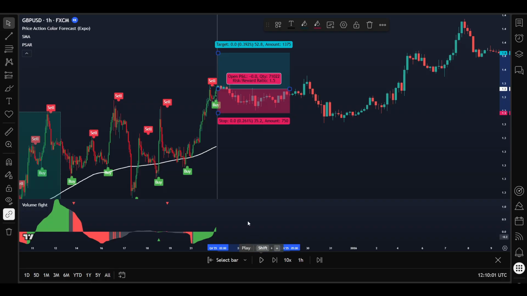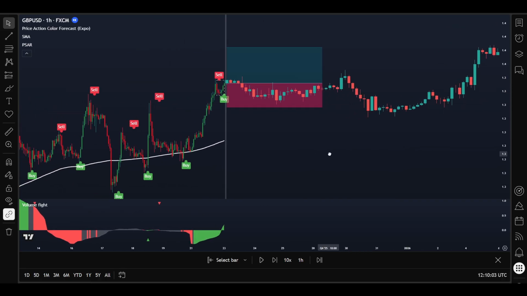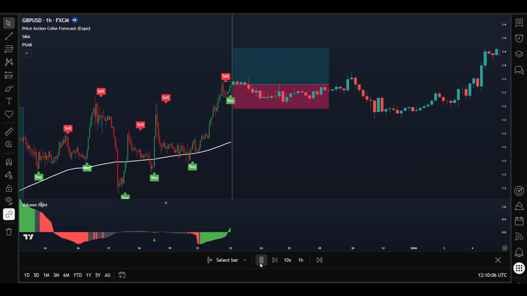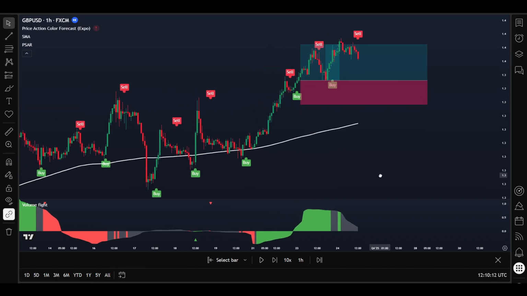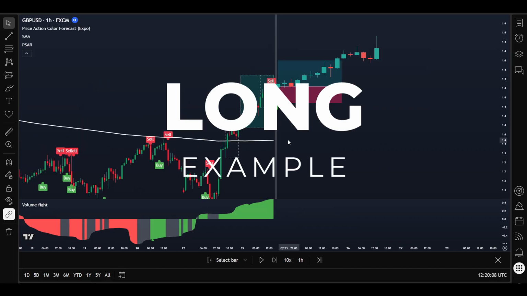Place the stop below the recent swing low. Set take profit at 1 to 1.5. If the projection violates risk at any point, skip it, even if everything else looks perfect. Long example.